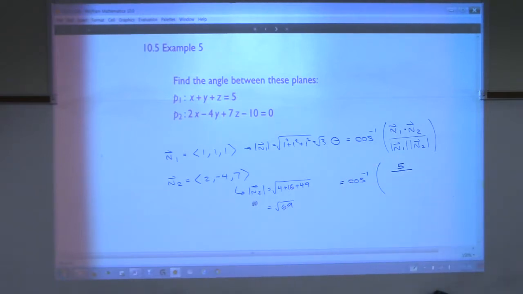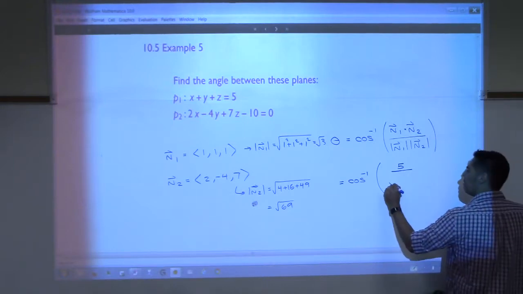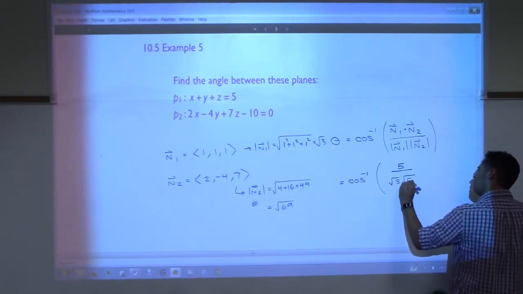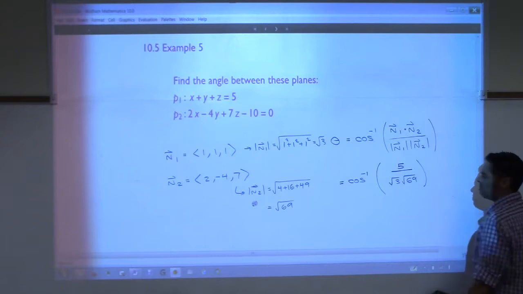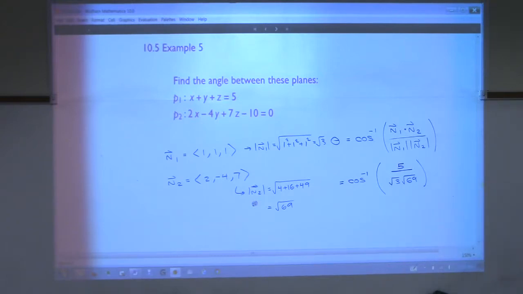Yes? Okay. So we have root 3, root 69, and then let's compute this on our calculators. When you do this, make sure that you type it in correctly and make sure that you're in degree mode or radian mode, but you need to know what mode you're in. I'd like the answer in degrees, just because I'm curious to know what the angle is.